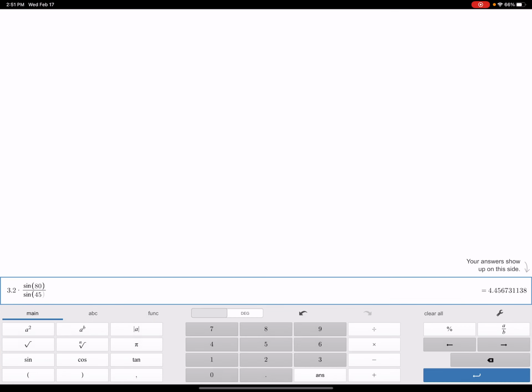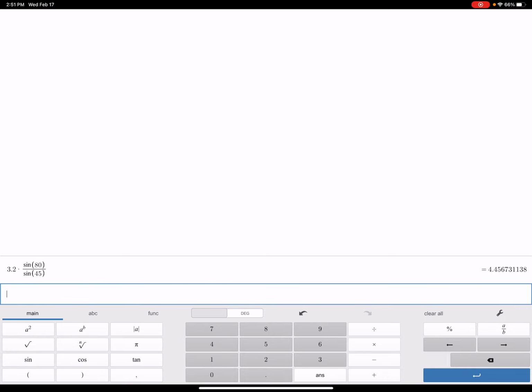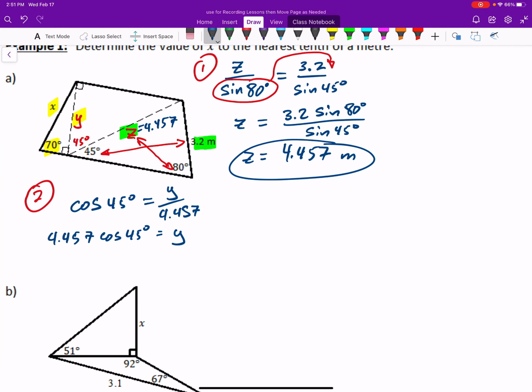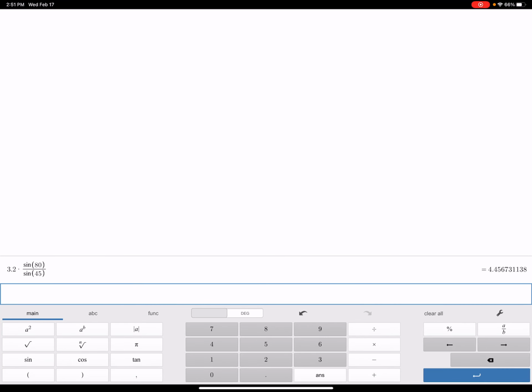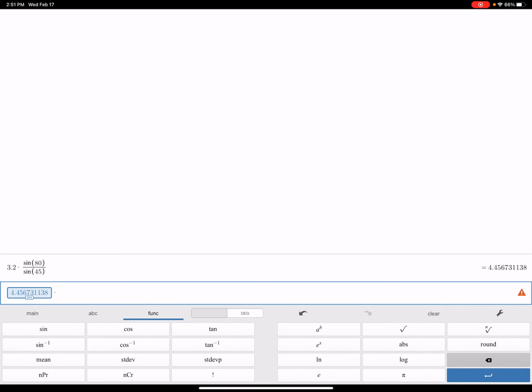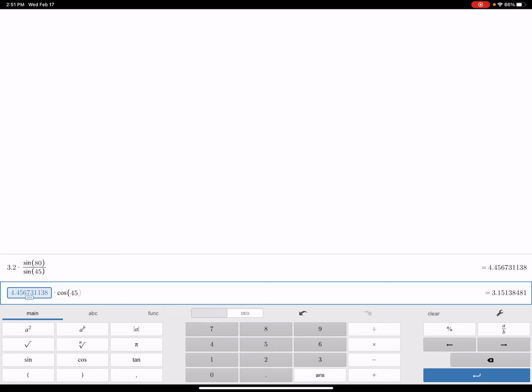And one thing I can do, even though I wrote down 3 decimal places, you can see there's a lot more decimal places here. I can keep that and just say, what was it I wanted? I wanted that number times cos 45. So I can say answer. Usually there's an option to grab your answer somewhere. For me, it's on the keypad beside the decimal. You can see ANS. So I can take my previous answer and multiply that times cos 45, and so it just keeps all the decimal places for me.